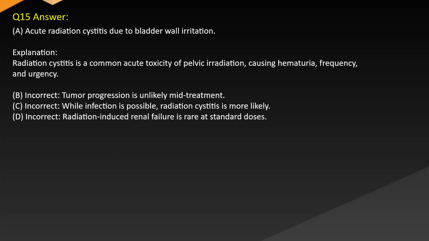Answer A. Acute radiation cystitis due to bladder wall irritation. Explanation: Radiation cystitis is a common acute toxicity of pelvic irradiation, causing hematuria, frequency and urgency. B. Incorrect. Tumor progression is unlikely mid-treatment. C. Incorrect. While infection is possible, radiation cystitis is more likely. D. Incorrect. Radiation-induced renal failure is rare at standard doses.